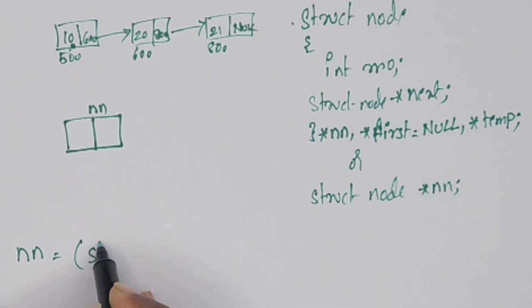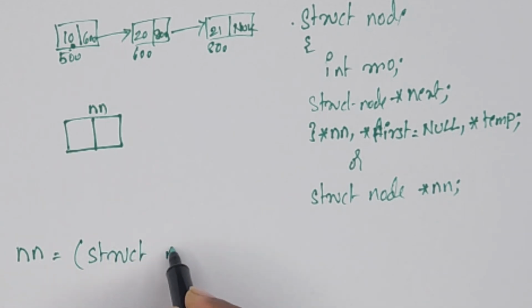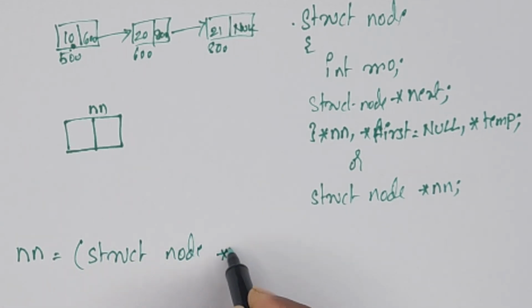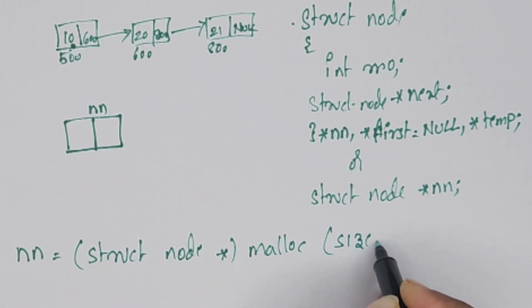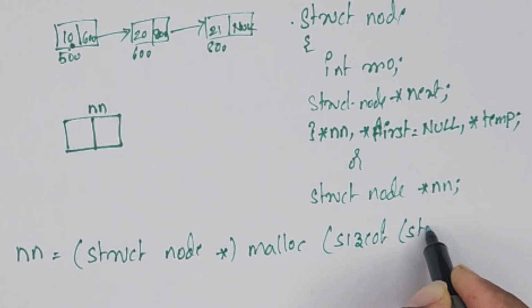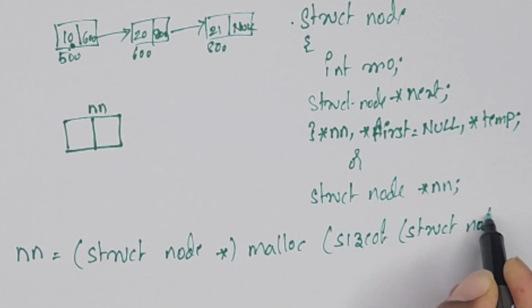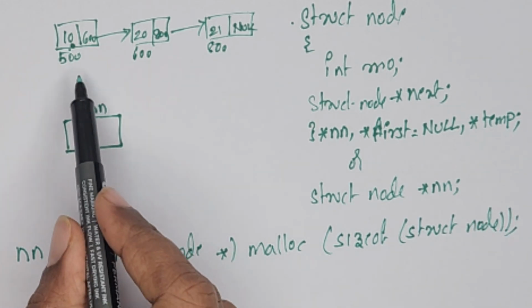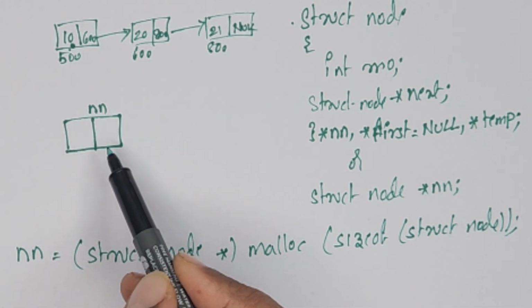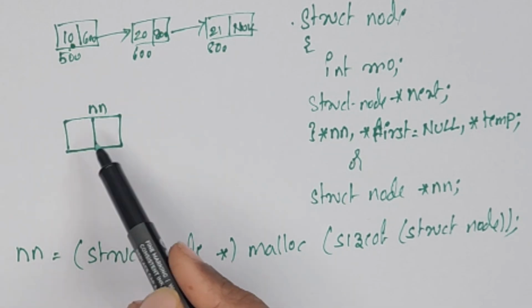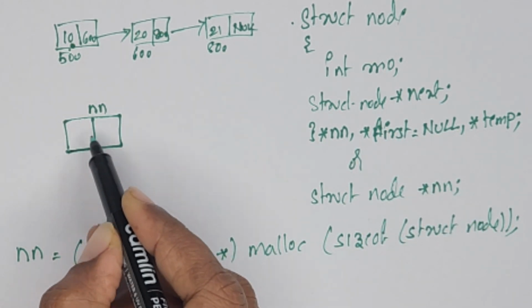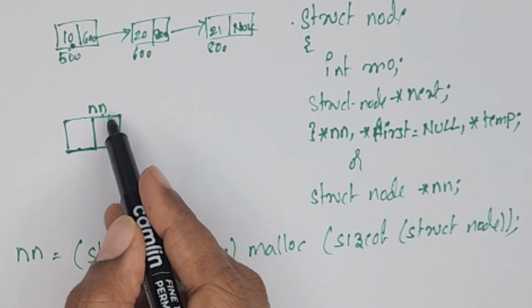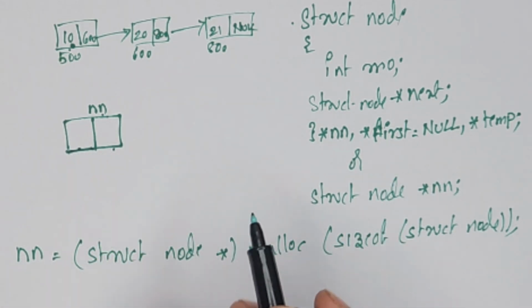NN equals struct node asterisk malloc size of struct node. So the size of the structure is 8 bytes. So it allocates memory for 8 bytes. The first 4 bytes is the roll number, the second 4 bytes for next. So how to access the first member: new node of roll number, and the next member is new node of next.